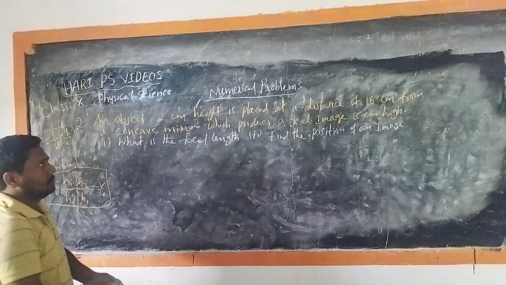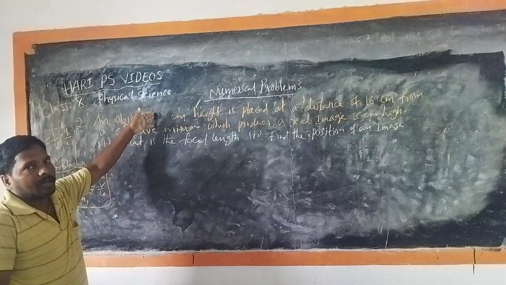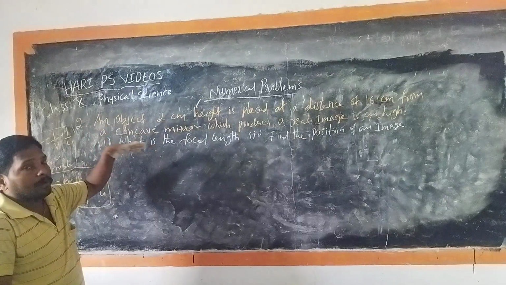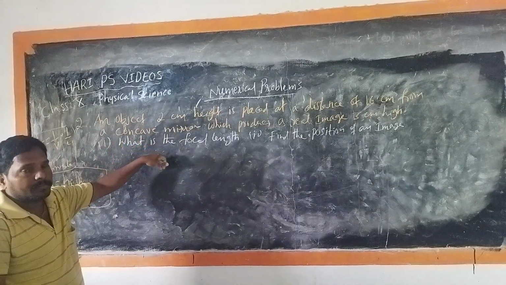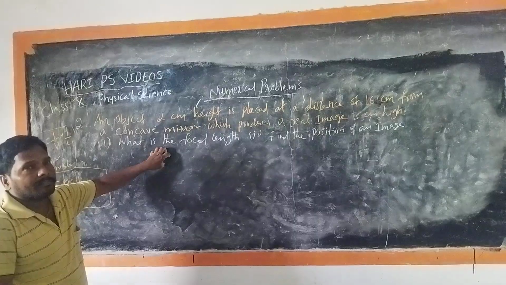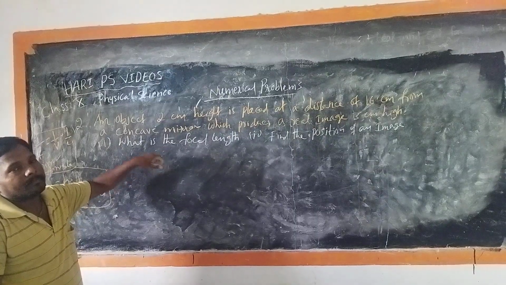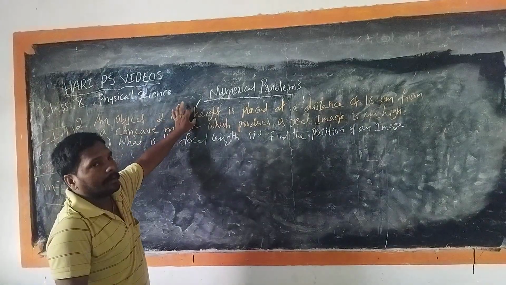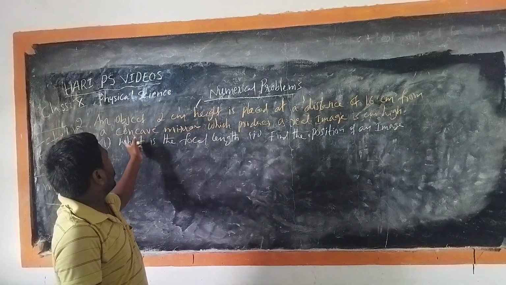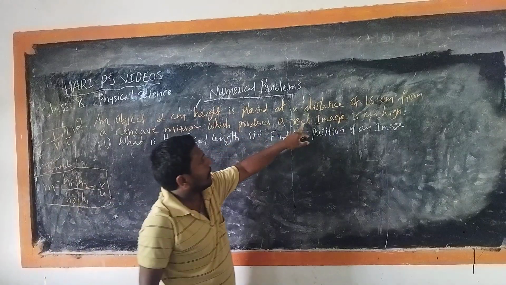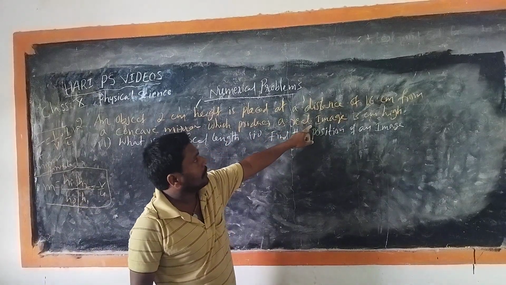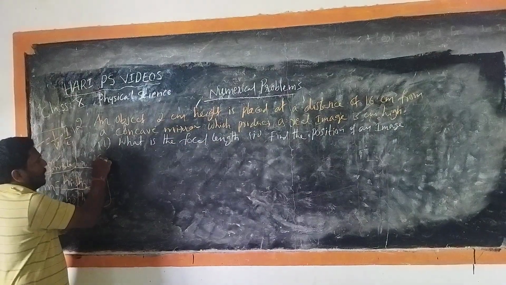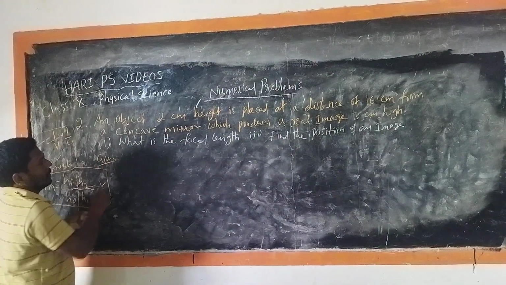In the previous problem, the height of the object is given, distance is given, focal length is given. Then we have to find the position of the image, size of the image and nature of the image. But in this problem, the position of the object and nature of the image are given: real image formed, object distance is given. So first of all, write the given values, then understand.